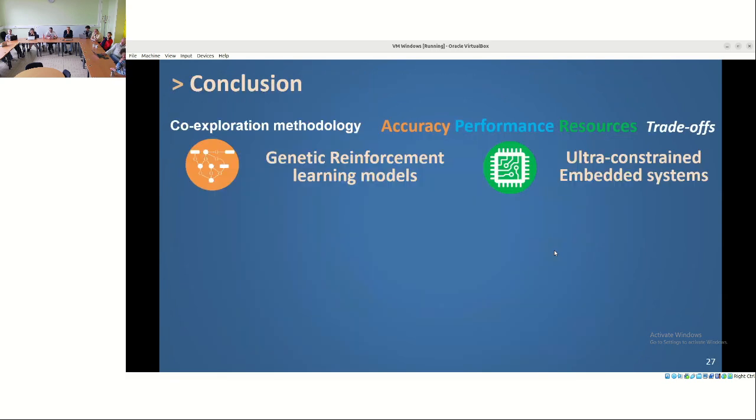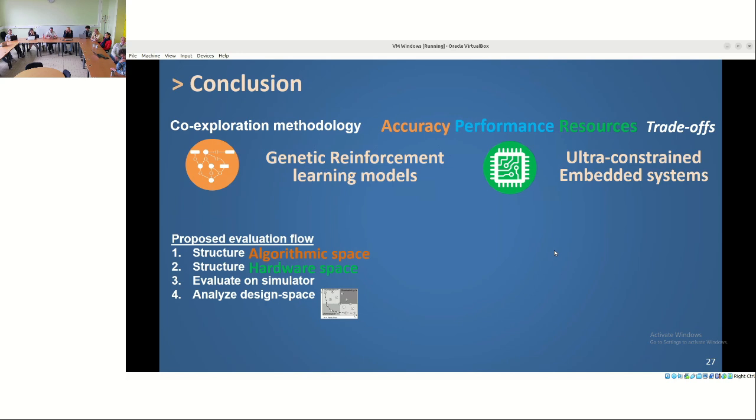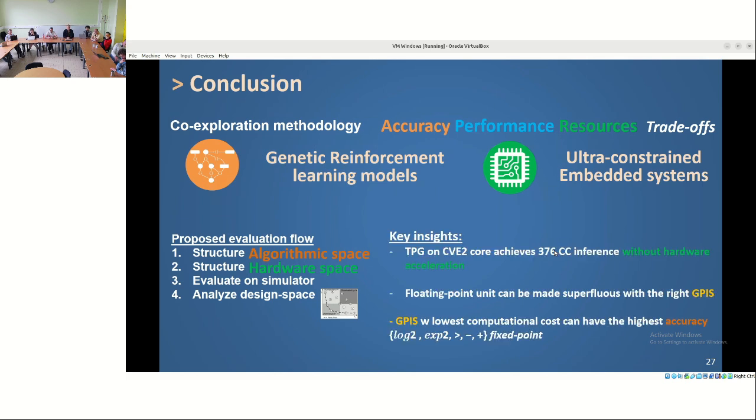To conclude, we propose a co-exploration methodology that gives us accuracy, performance, and resource trade-off for genetic reinforcement learning models on ultra-constrained embedded systems. The proposed evaluation flow structures both an algorithmic and hardware design space, evaluates the mapping on the simulator and analyzes the design space. And this gives us TPG on the CVU2 core, which achieves about 300 latency inference without hardware acceleration.